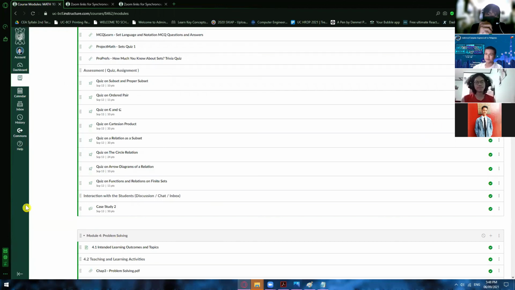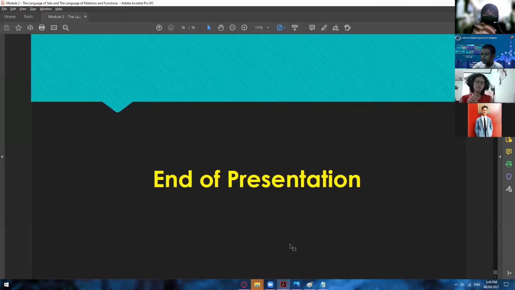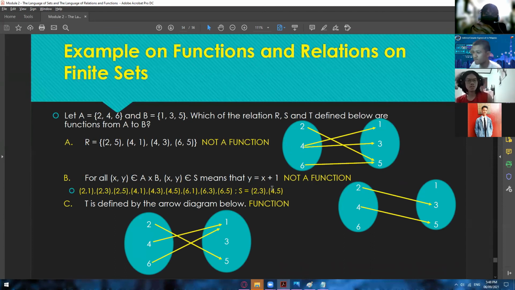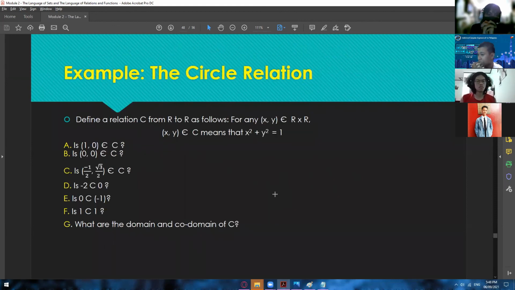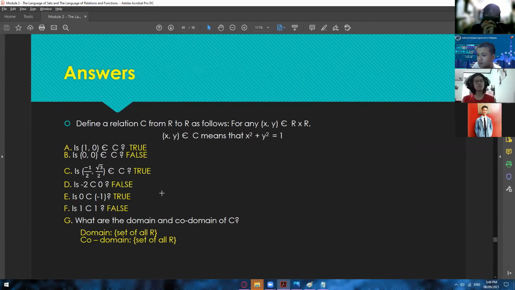All right, any question before we dismiss? Sir, yes, about the circle relation, the second relation. I'm a bit confused there, sir. Which part or which number? Letter A, sir, the topic itself, circle relation. How do we know if it's true or false?